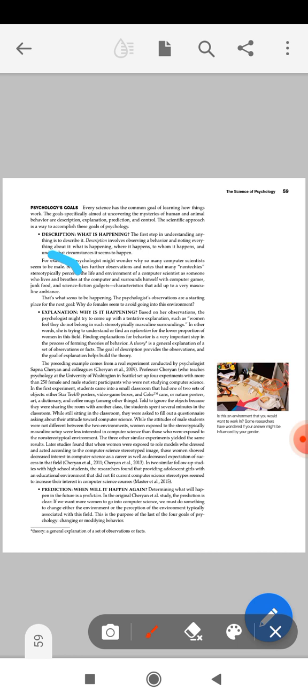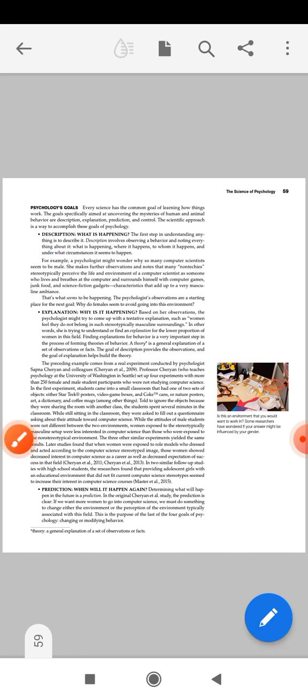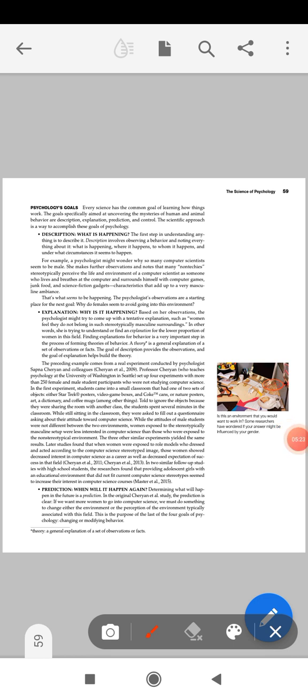So the author says that the field of computer science is dominated by males. So the question here comes, why are females not there? And further, if we describe, many non-techies stereotypically perceive the life and environment of a computer scientist as someone who lives and breathes at the computer and surrounds himself with computer games, junk foods, science fiction gadgets, characteristics that add up to a very masculine ambience.